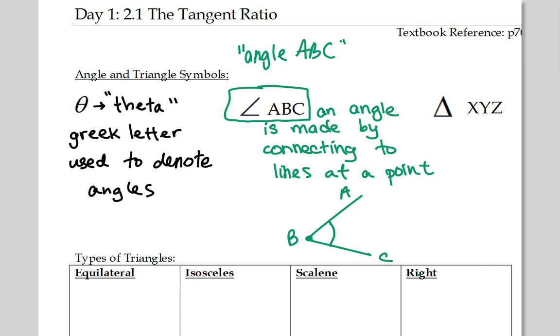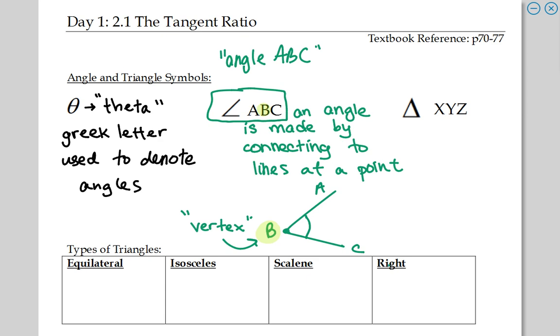The middle letter is the vertex. Okay, so I'm just going to highlight that middle letter. The middle letter is the vertex. B is the vertex. Okay? Yeah, and then that special word that's used for the point, that would be the vertex. That should be pretty familiar.